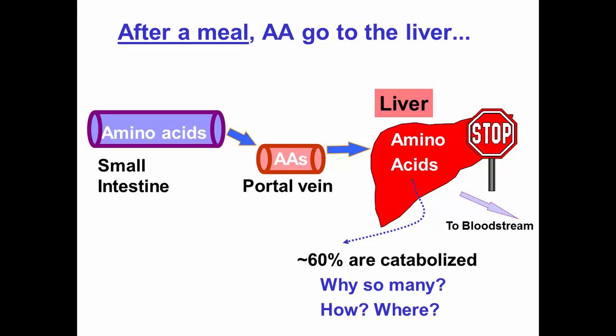So the question to ask is why so many? Why would so many have to be catabolized when we get to the liver? Do you have any idea why this might be? We're going to talk about the different reactions going on, but why don't we just package them up and tuck them away?